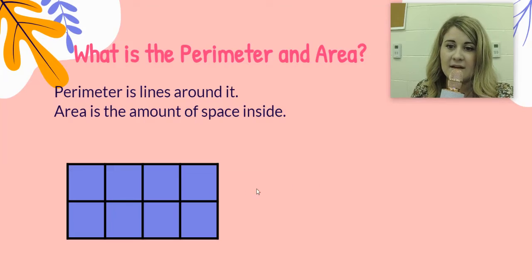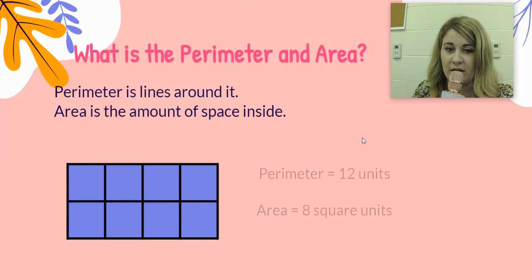The area is how much is inside. How many squares does it take? The area here is 1, 2, 3, 4, 5, 6, 7, 8. So the perimeter took 12 units to get around. The area is 8 square units.